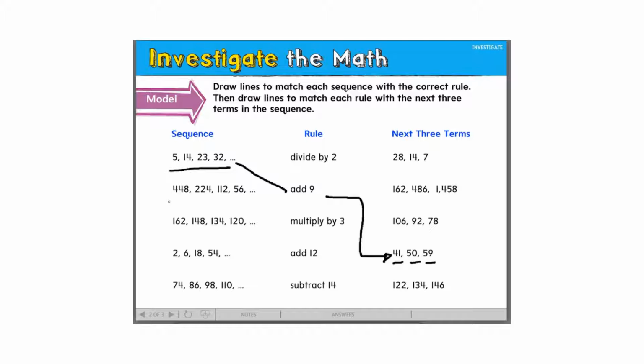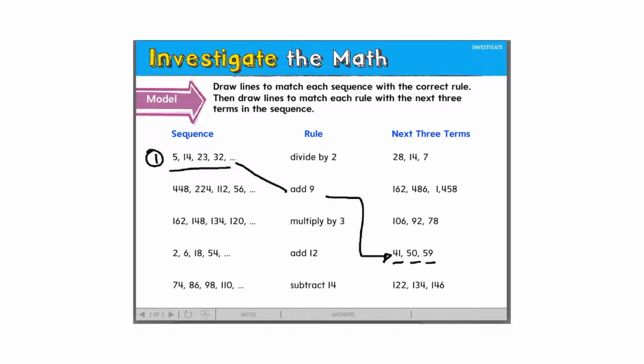This one's a little bit harder. So make sure you have this in your notes. Just kind of follow the line and write that into your notes. So these numbers, 5, 14, 23, 32, the rule is add 9 because you're going to have to figure out what the rule is. This one, they gave us a bunch to pick from, but they're not always going to do that. So you have to sometimes just look at it and be able to figure it out. And then the next 3 terms would be 41, 50, 59.